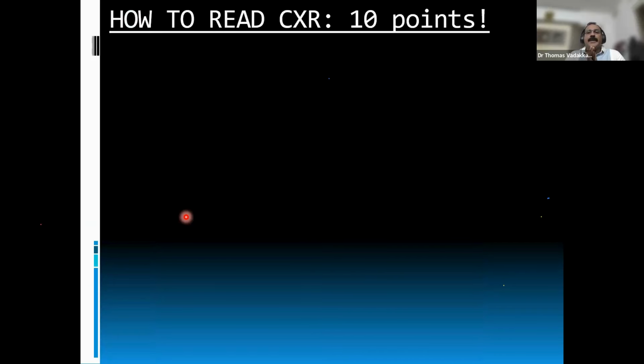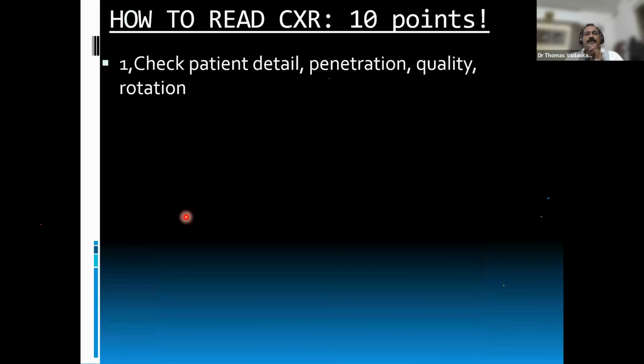Now, how to read a chest X-ray? Very simple. Ten points should be assessed. The first point is the quality of the X-ray. Check the patient details, date of the X-ray, penetration, quality, rotation. Is this X-ray adequate for us to say confidently that this X-ray is normal or abnormal? So these points are very important.